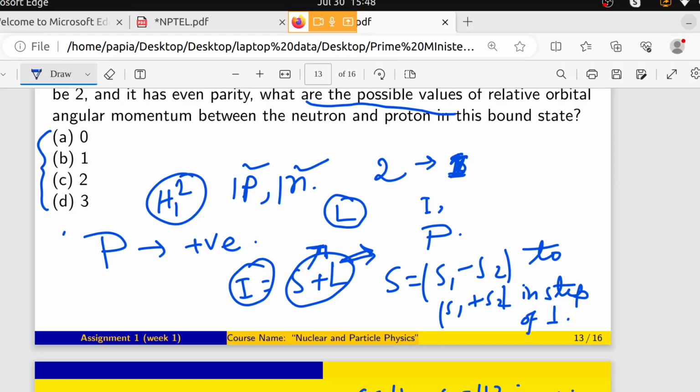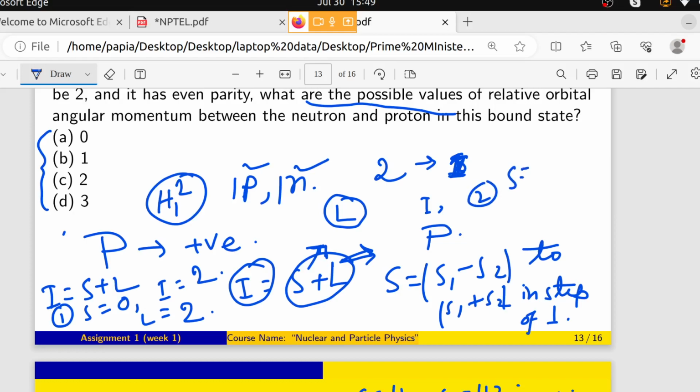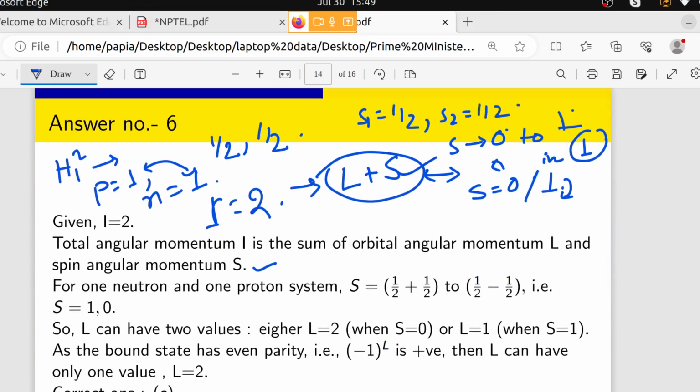If S equals 0, then as I already mentioned, I is S plus L. In one condition, S equals 0 and I is 2, so L should have a value of 2. In another condition, S equals 1 and I is 2, so for that case L will be 1. So L can have the value 2 or 1. These 2 are the possible values of orbital angular momentum for that combined system.